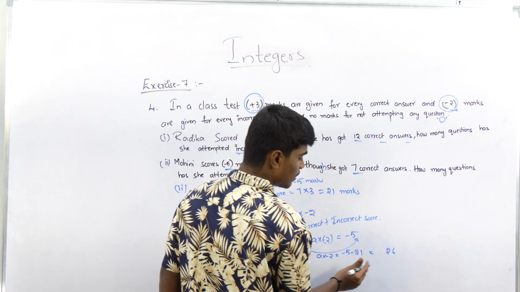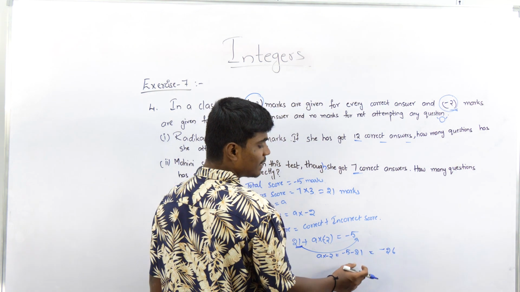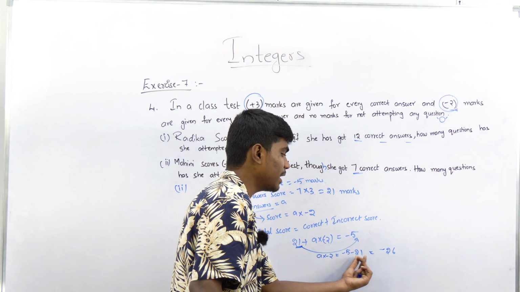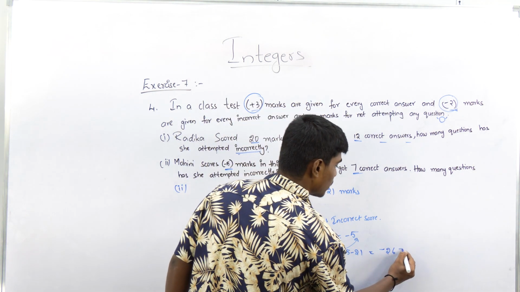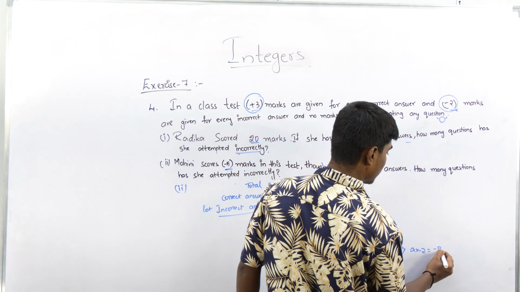21 plus 5 is 26 and the sign is negative. As both the numbers are integers, it will be the minus. So minus, minus, minus. Okay. Here a into minus 2 is equals to minus 26.